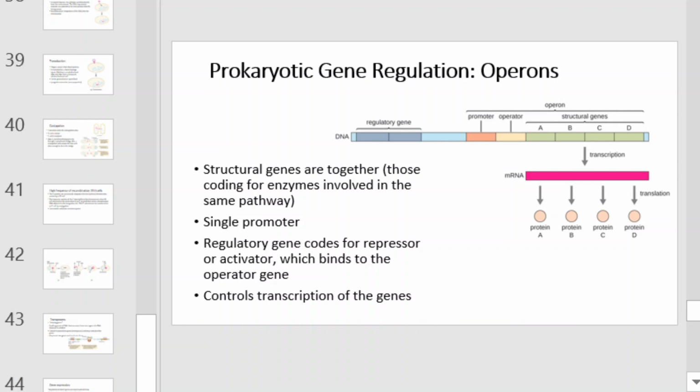This is an example of an operon and prokaryotic gene regulation. Here we can see structural genes together with those that are coding for enzymes involved in the same pathway. There is a single promoter and a regulatory gene that might code for a repressor or activator, which binds to the operator. This controls the transcription of the gene.